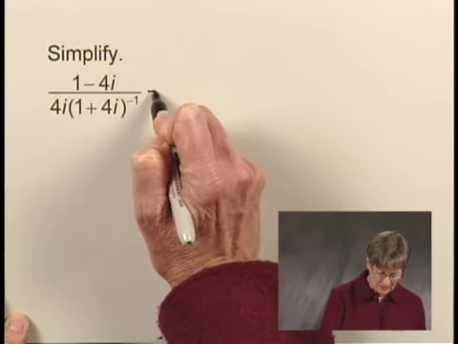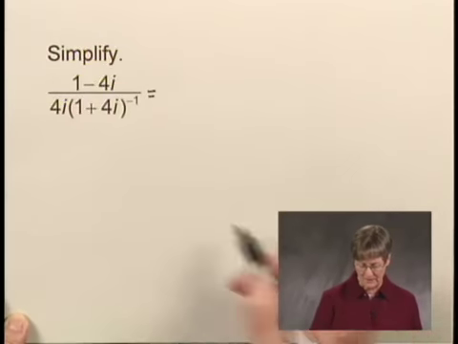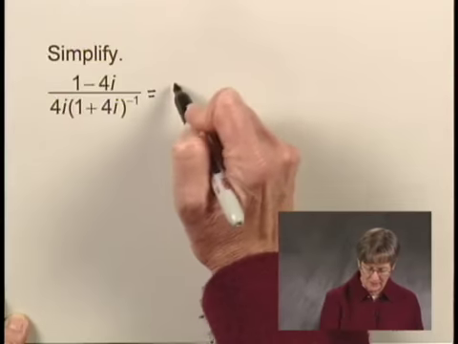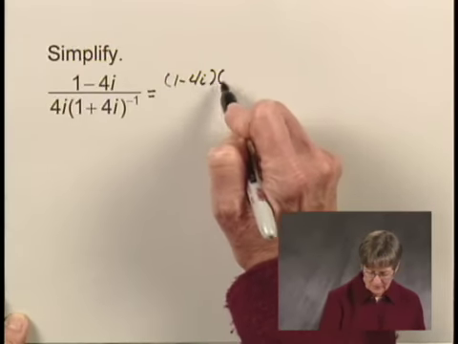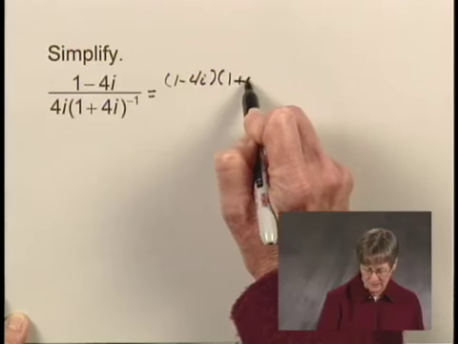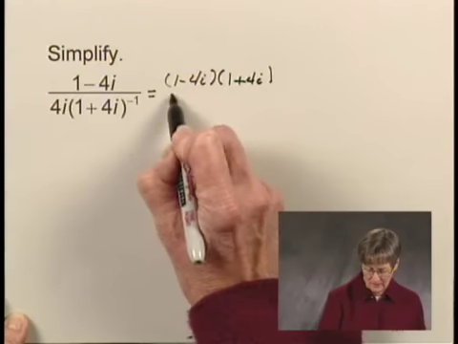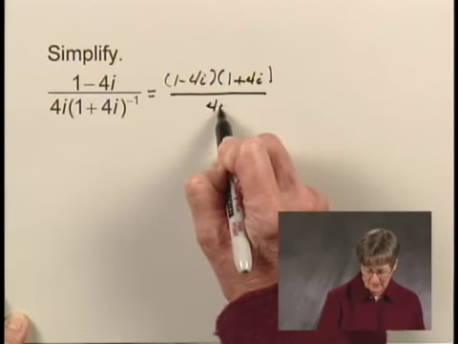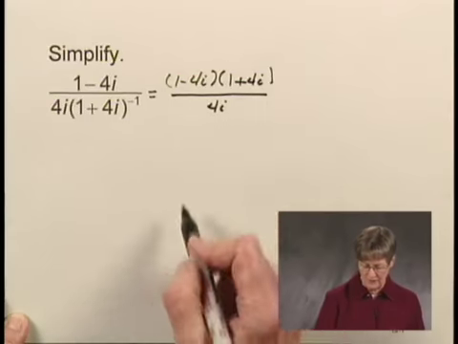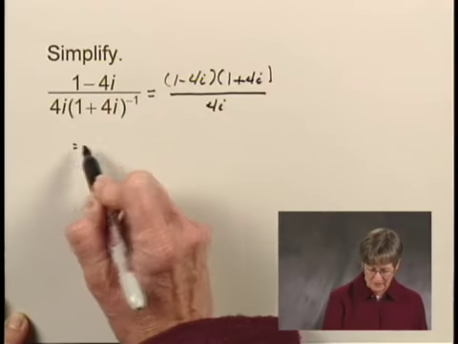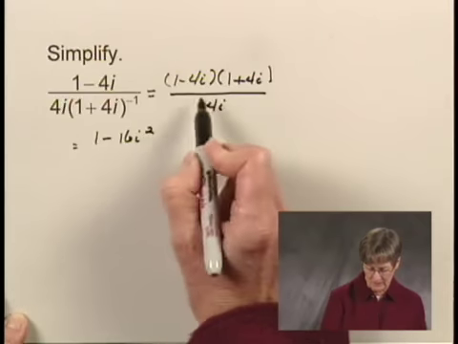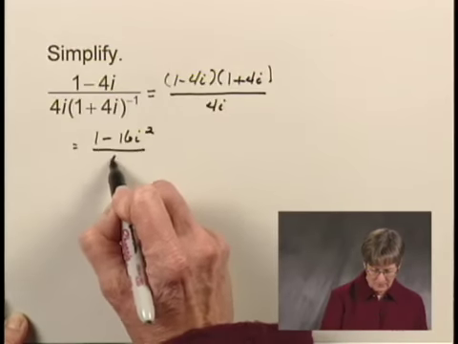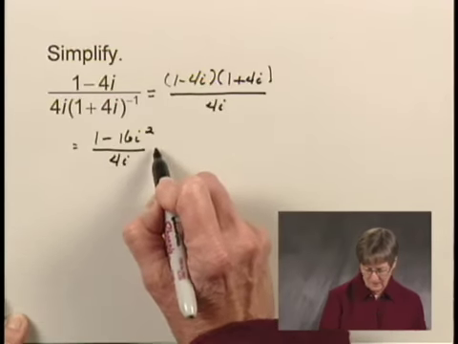And I can write it in the numerator with an exponent of 1 instead of in the denominator with an exponent of negative 1. So I have 1 - 4i, which was already in the numerator, times 1 + 4i, and that leaves 4i in the denominator. Now let's do this multiplication in the numerator. I'll have 1 - 16i² when I multiply these two together, and that's over 4i.